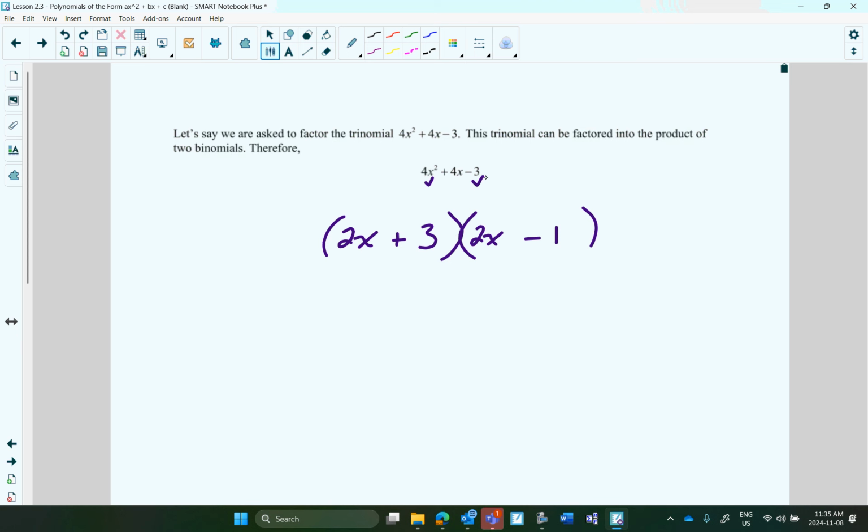Now I got to check it. How do you check it? Do your rainbow. What's 2x times -1? What's 3 times 2x? Combine those two. Got it. So you got it on the first shot. That's our answer.